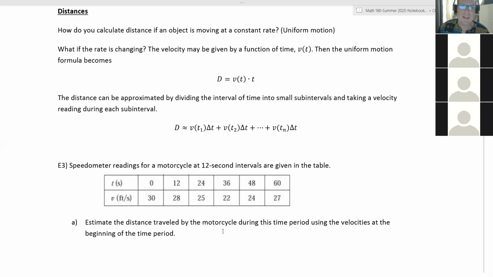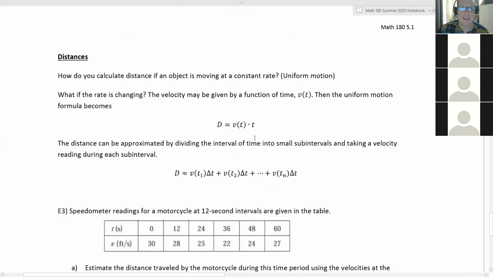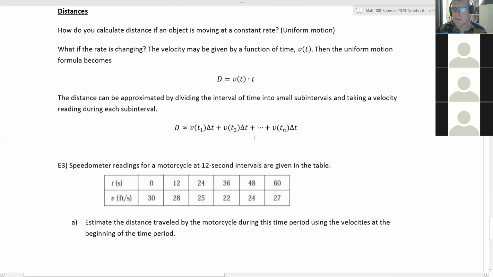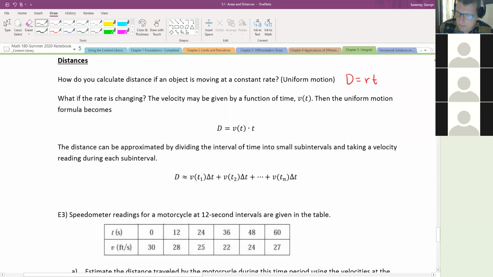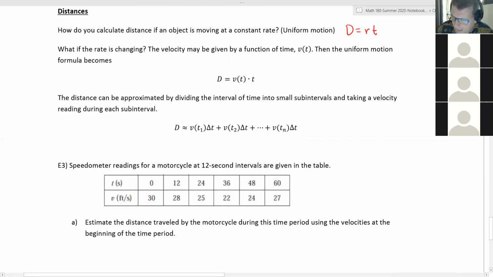So let's ask this question. How do you calculate the distance of an object if the object is moving at a constant rate? It's called uniform motion, and generally it's going to be distance equals rate times time. You guys remember that from junior high school? The distance is going to equal the rate times the time. That's our basic function for physics.